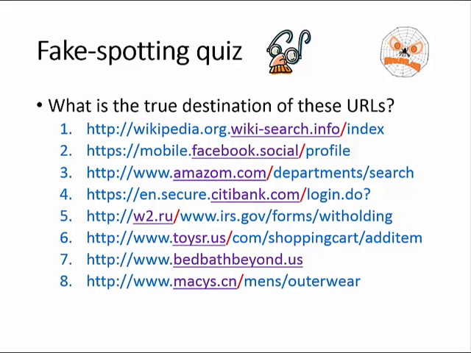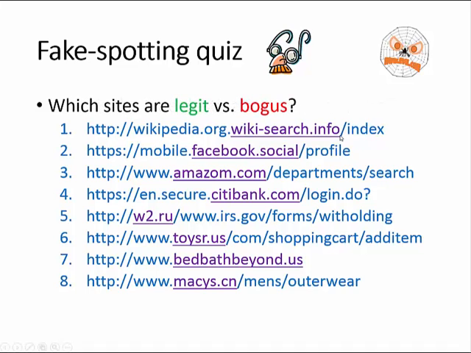So here in purple are the real destinations of these URLs. We looked for that first single slash, backed up two dots. What's in between in purple is the real destination. But which are legit and which are bogus? This one, number 4, with Citibank.com, is the only legitimate one in this group. All the others are fakes.